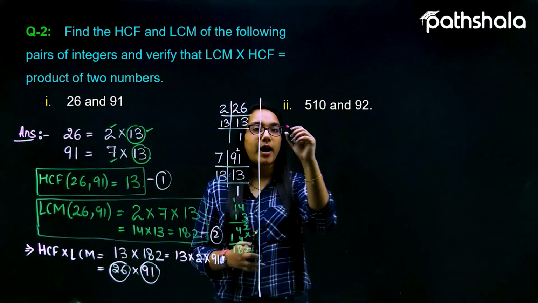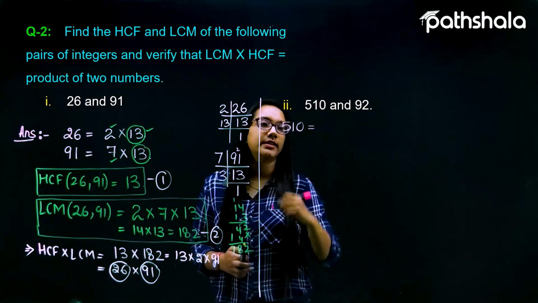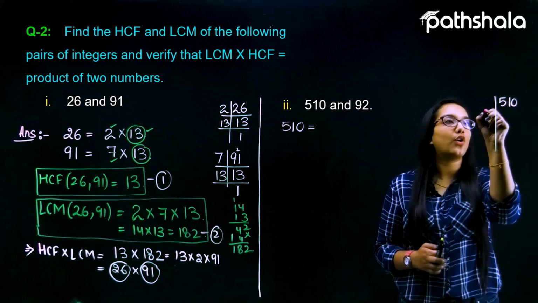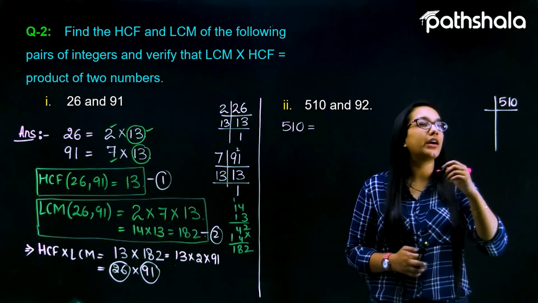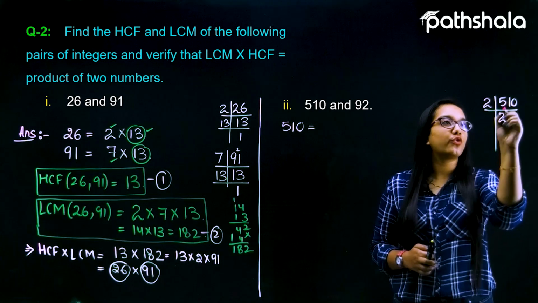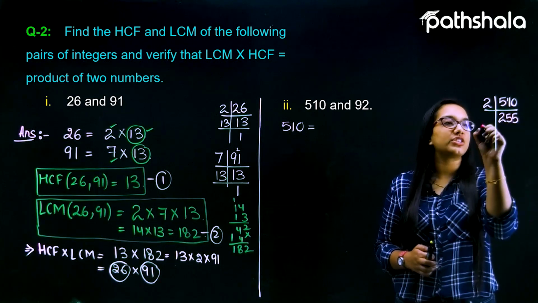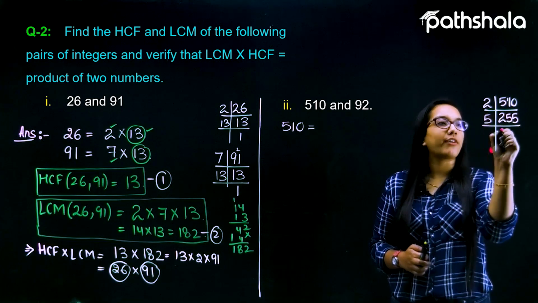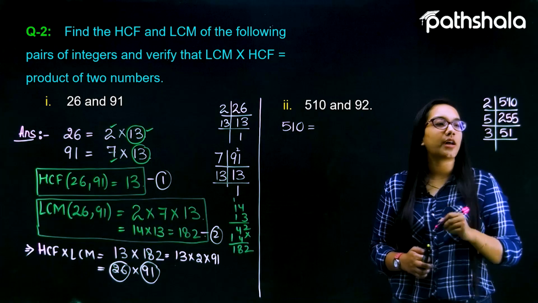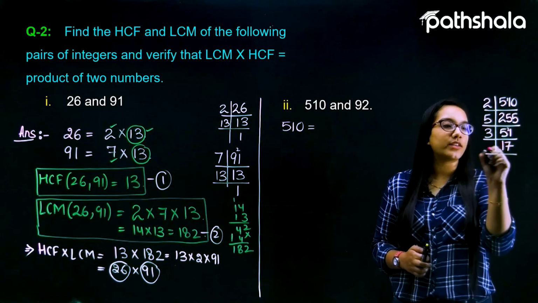First of all, we will find the factors of 510. Let us divide it by the number 2. 2 into 2 is 4, 1 is the remainder. 2 into 5 is 10, 1 is the remainder, 2 into 5 is 10. Again we can divide it by the number 5: 5 into 5 is 25, and 5 into 1 is 5. Again we can divide it by the number 3: 3 into 1 is 3, the remainder is 2, and 3 into 7 is 21, so 17 into 1.